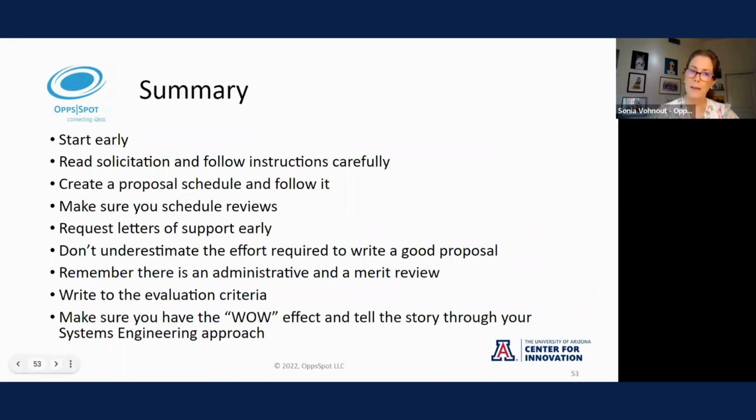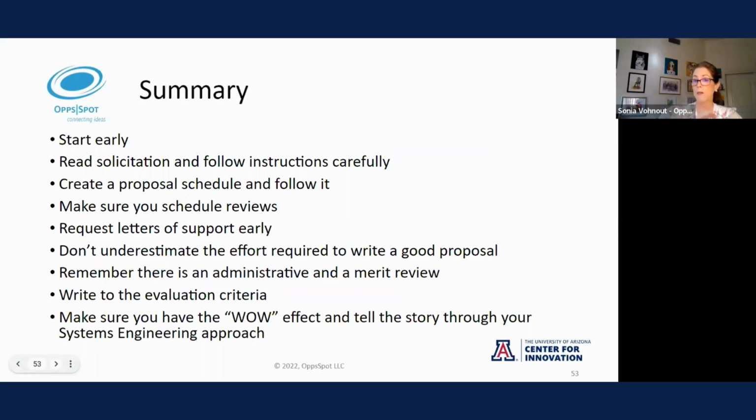All right. In summary, start early, read the solicitation, create a proposal schedule, and follow it. Don't spend the time putting together something you're not going to follow. It will help you. Schedule reviews with your team. It makes a difference. Don't wait till the end and find out that after you have a review, it's too late to make all the changes you need. Request those letters of support early. Don't underestimate the effort that's going to be required to write a proposal. It doesn't matter how good you are at writing proposals, start early.